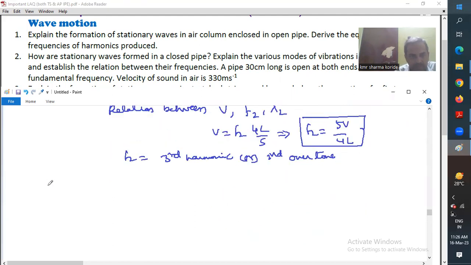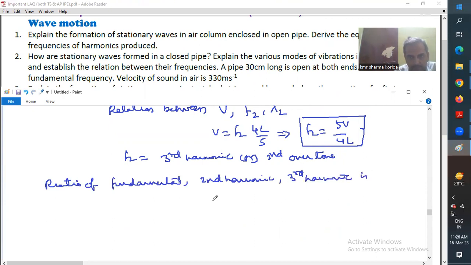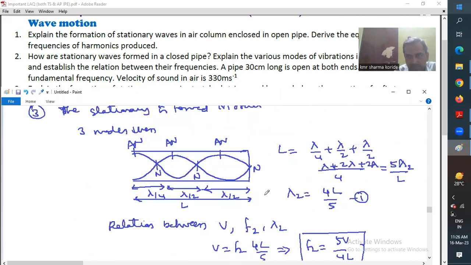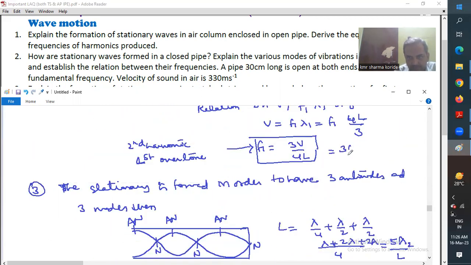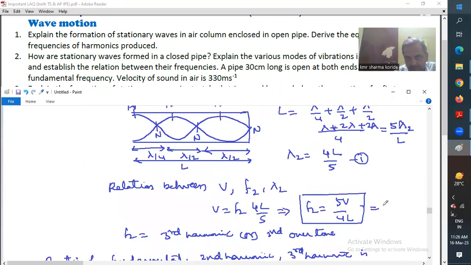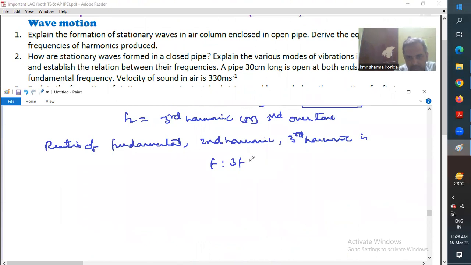So you can finally write the ratio of the fundamental, the second harmonic or first overtone, and the third harmonic or second overtone as F, 3F, and 5F. Therefore the ratio is 1:3:5.